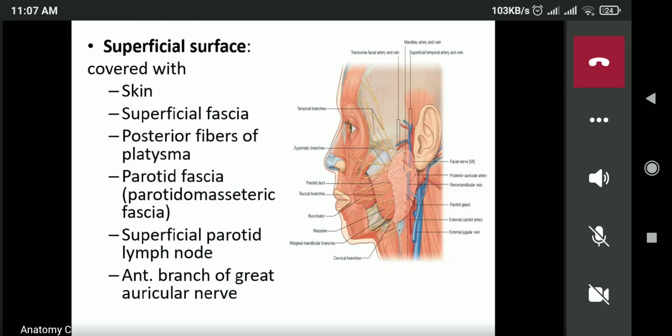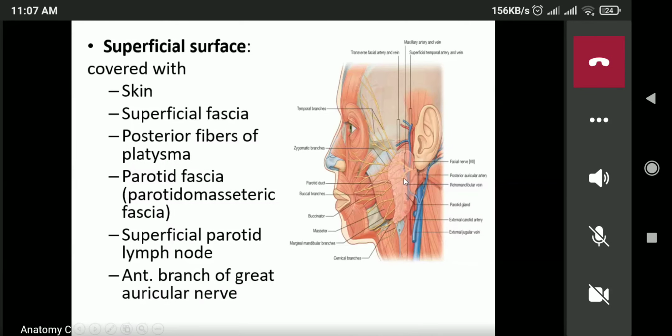Talking about the superficial surface or the lateral surface. So the superficial surface or the lateral surface is exposed on the lateral aspect of the face, and it is covered with the skin, superficial fascia, the posterior fibers of the platysma, parotidomasseteric fascia as we discussed, the superficial parotid lymph nodes, and the anterior branch of the great auricular nerve. So they are the structures in relation to the superficial surface or the lateral surface of the parotid gland.